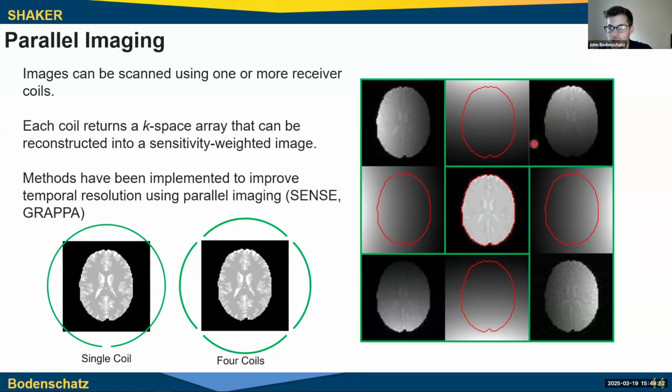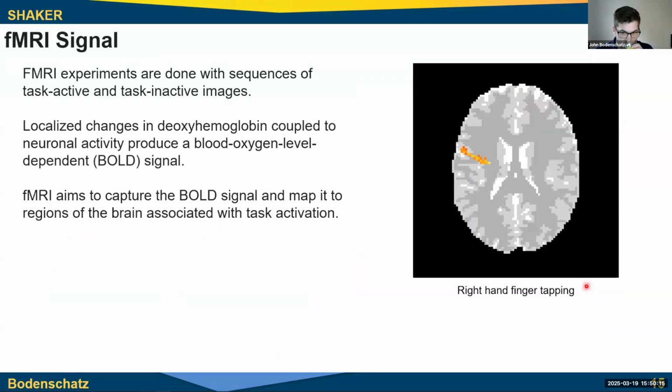So you can see, this coil would be towards the front of the head and it'd be more sensitive to that area. The benefit this gets you is if you're trying to speed up fMRI, you can subsample your K-space and use something like SENSE or GRAPPA to really accelerate the rate at which you get images, which is an incredibly desirable thing to do for fMRI.